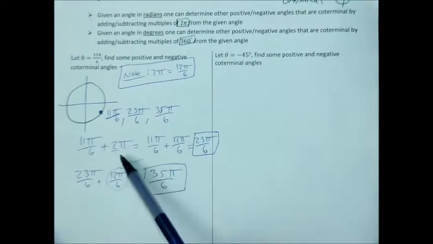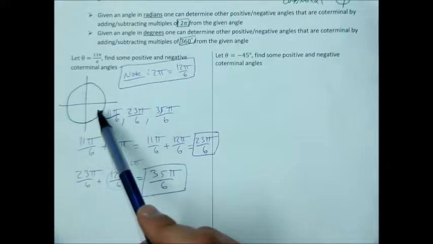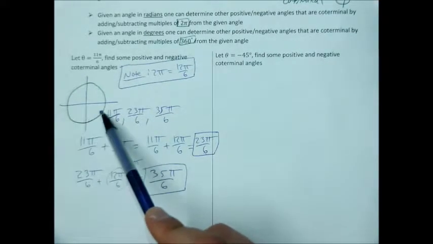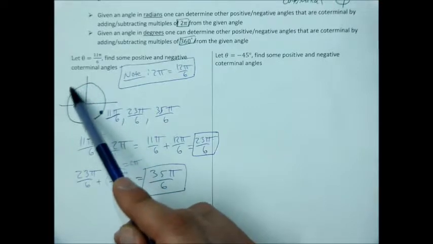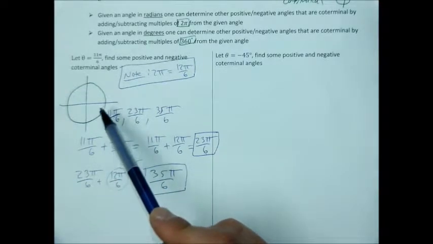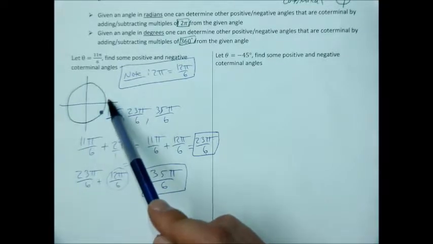And so not only can we add 2 pi, we can also subtract 2 pi, because adding 2 pi is like starting here and going around counterclockwise, right? I'll say that again. Watch what I'm pointing at. Adding 2 pi is starting right here and going all the way around counterclockwise. If we subtract 2 pi, it's like starting at that point and going around the other way, clockwise.